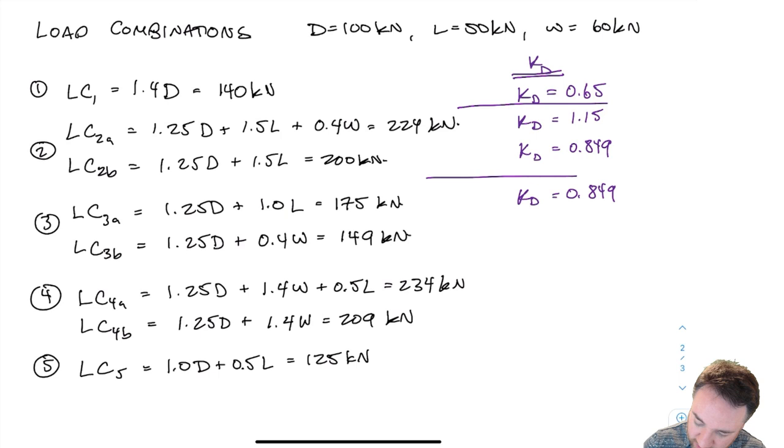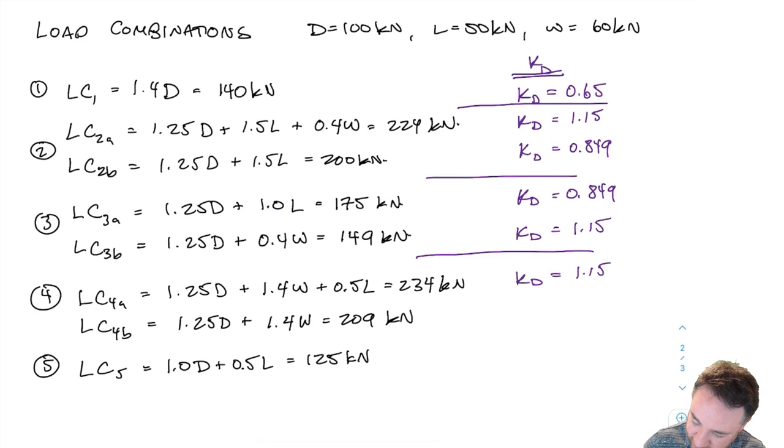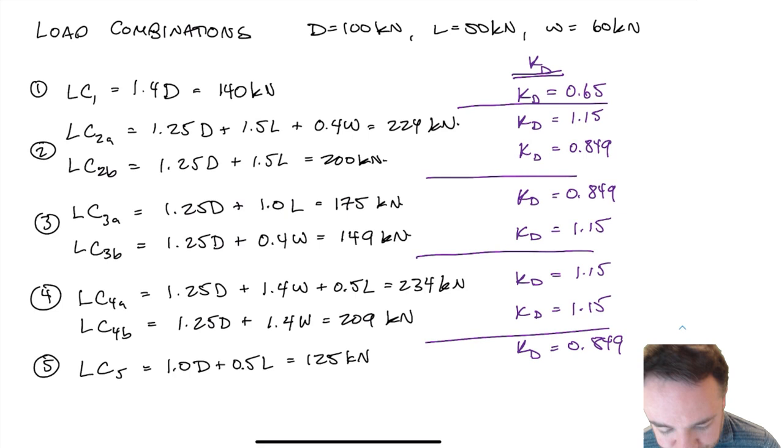3B, it has wind in it. So this is going to be 1.15. 4A has wind in it. So it's 1.15. And 4B has wind in it as well. So it's going to be 1.15. And then the last one is only dead and live. So therefore, KD is going to be 0.849 in this case. Okay, so now we can see for all the different load cases, what's the associated KD factor that I need to include with that load case.